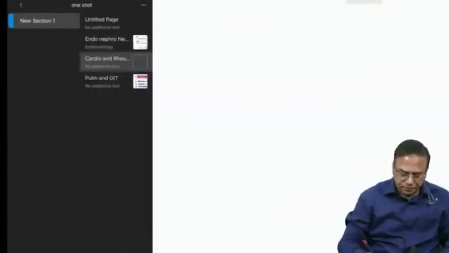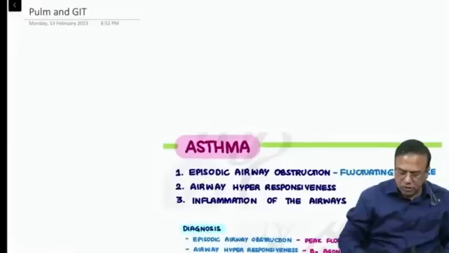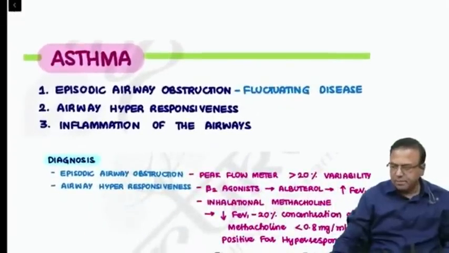Okay, this covers the rheumatology section. Moving to the pulmonology part.